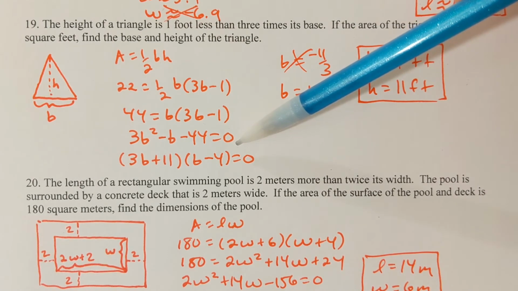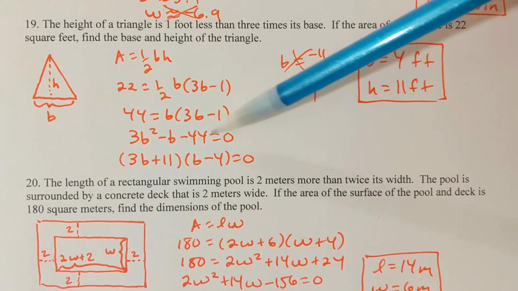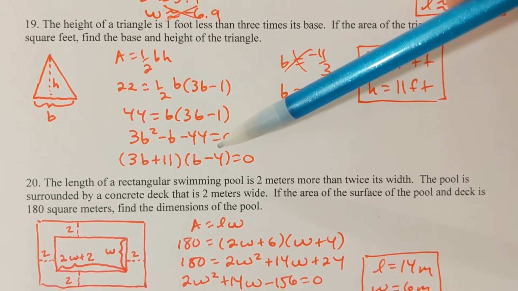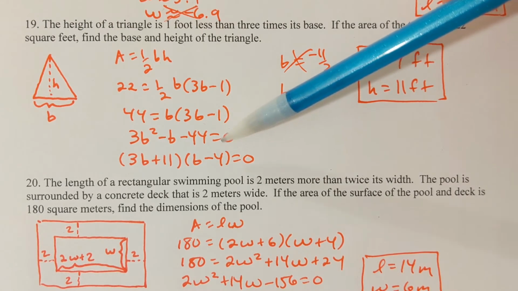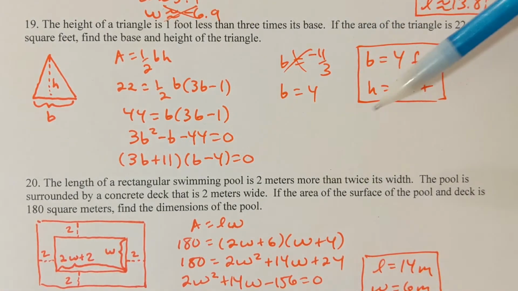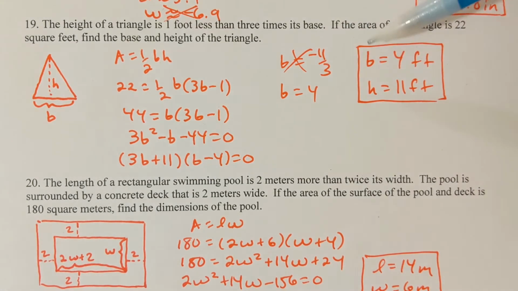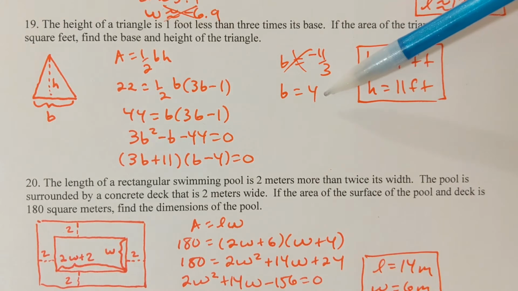This equation will factor as 3b plus 11 times b minus 4. Now if I'm not seeing that right away, I'm using the quadratic formula, right? Give it a couple of seconds. If you don't easily see the factors, use the quadratic formula. So anyway, this one did factor. Here it is. 3b plus 11 equals 0 means that b would be negative 11 thirds. b minus 4 equals 0 means that b is 4.